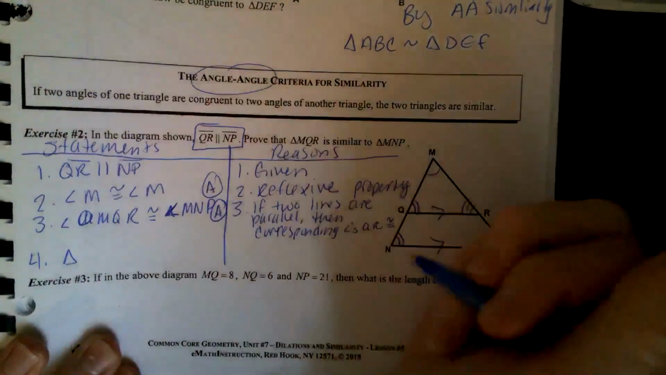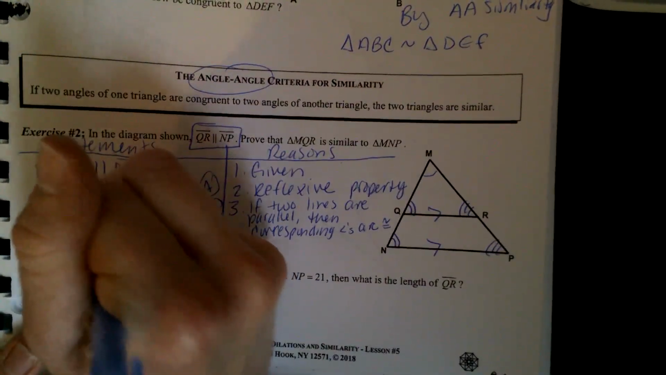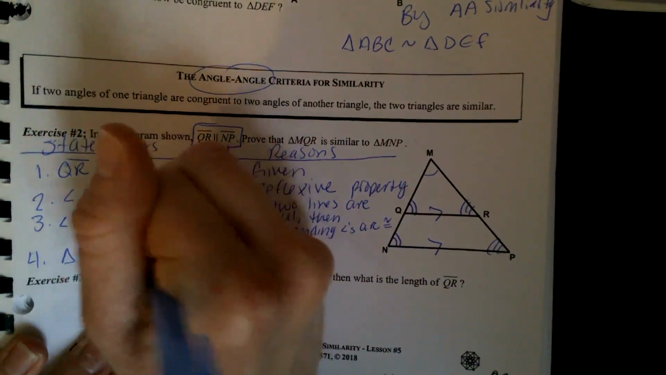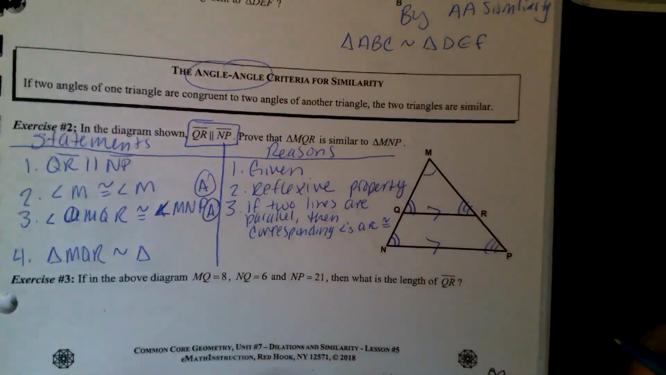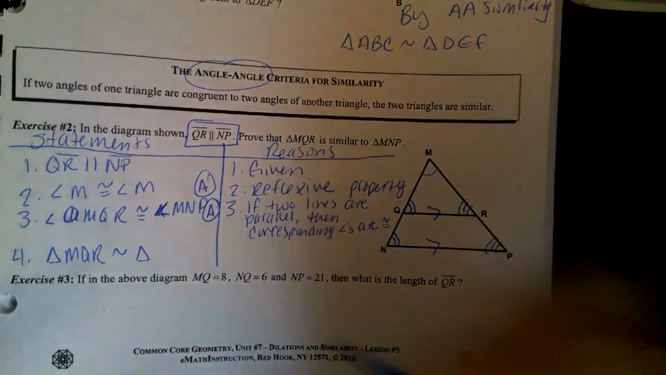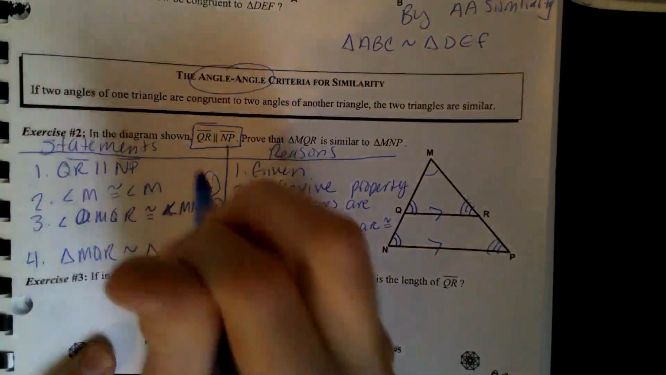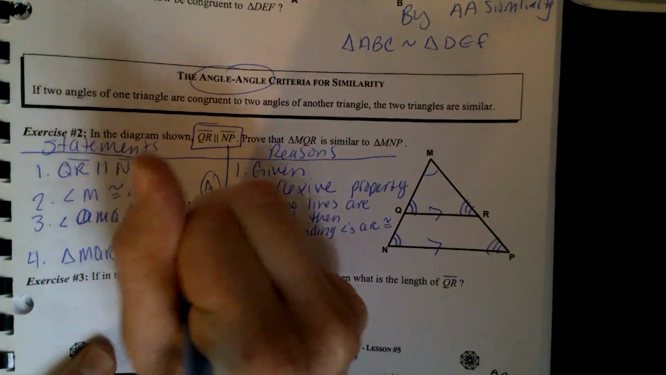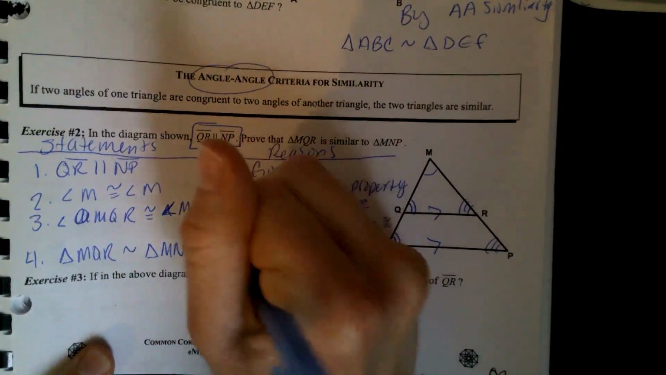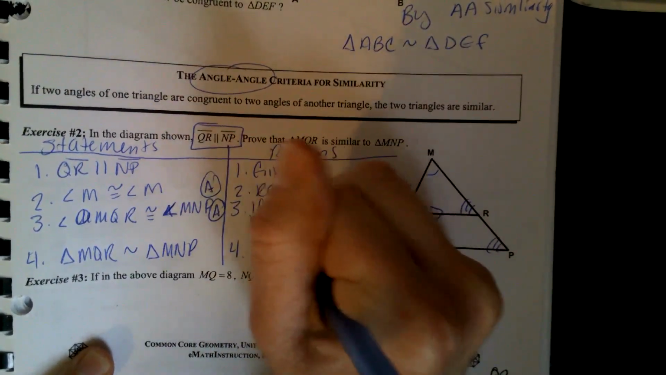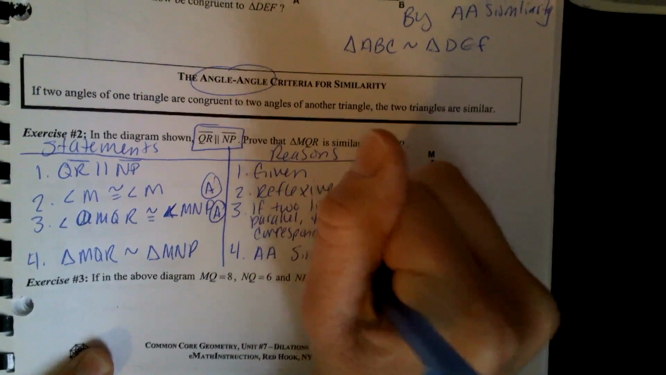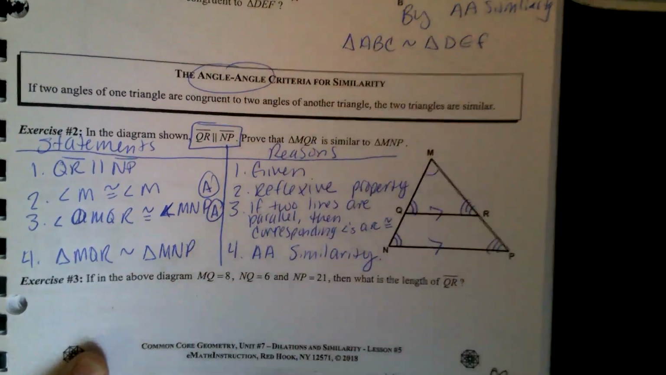Okay? Now, since we have a congruent angle, we have another congruent angle. We can say triangle MQR is similar. We're not saying that they're congruent. We're saying they are similar to triangle MNP by angle-angle similarity. Okay.